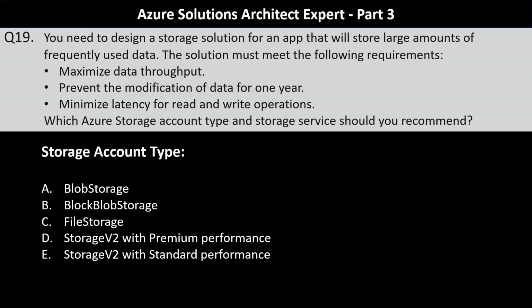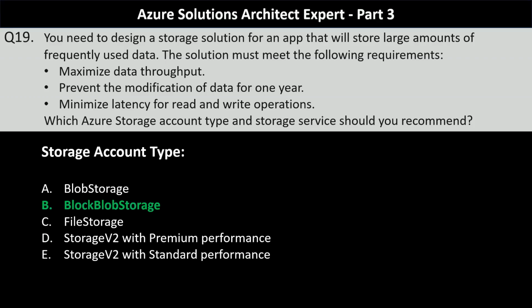Now, the first part of the question is talking about storage account type, and your options are blob storage, file storage, storage version 2 with premium performance, storage version 2 with standard performance. And folks, the storage account that you should recommend in this case is blob storage. Blob storage is designed for workloads that require low latency and high throughput, making it ideal for scenarios where performance is critical.